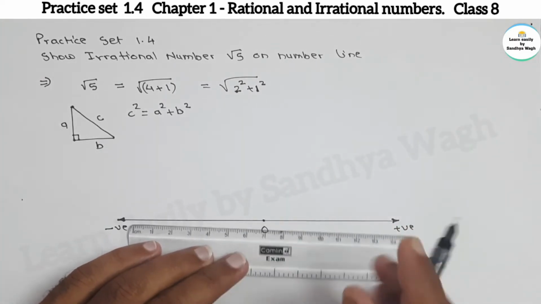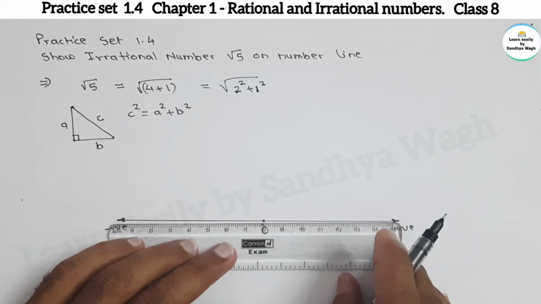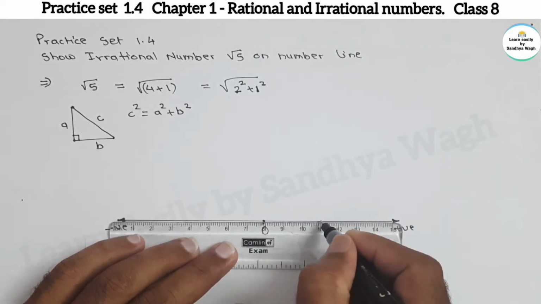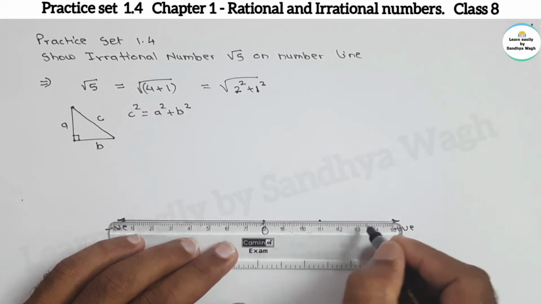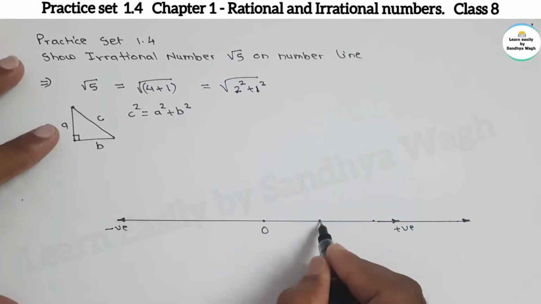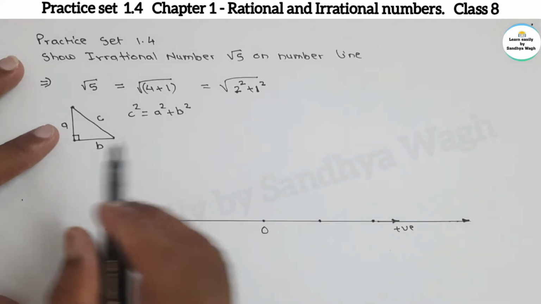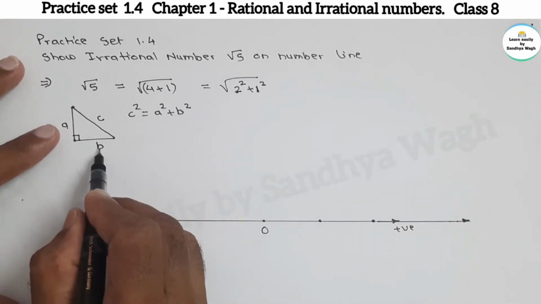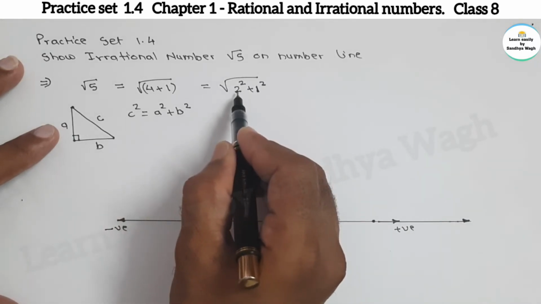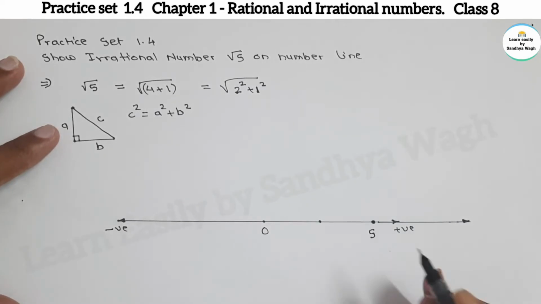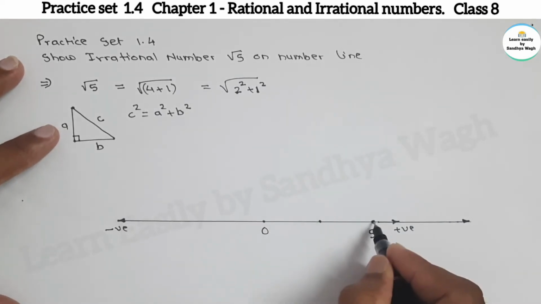If this is the center point O, mark 1, 2, 3 centimeter point and 1, 2, 3 centimeter point. This is 1 unit, this is the 2nd unit. Now we know B. What is B? B we can write as 2 units. Let this point be S and these are 2 units.